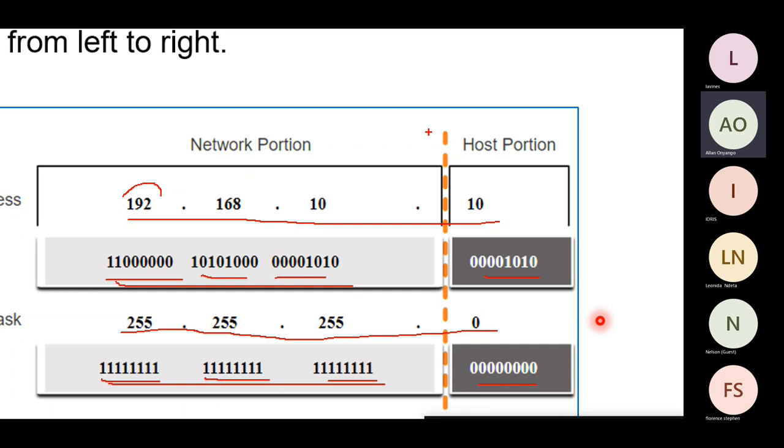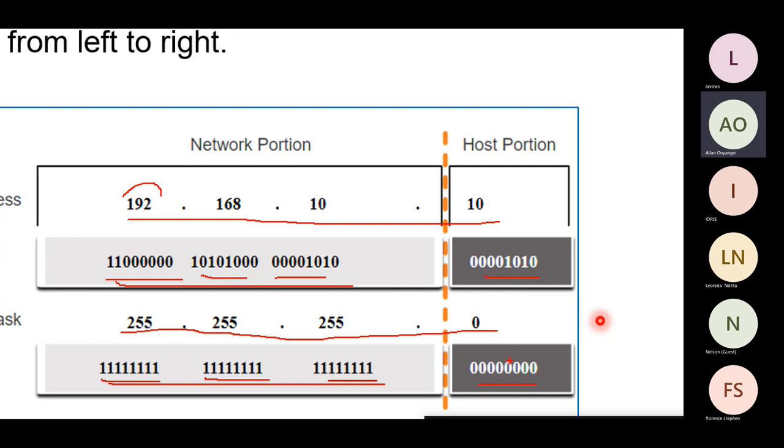Once we do that, we can differentiate the network portion from the host portion. So take the subnet mask, take the IP address in binary, and see where the ones end. Remember, the subnet mask is always made up of continuous ones, and where the ones end, the zeros begin. You'll never find a one in between zeros, and you'll never find a zero in between the ones. So a subnet mask is made up of continuous ones and then continuous zeros.